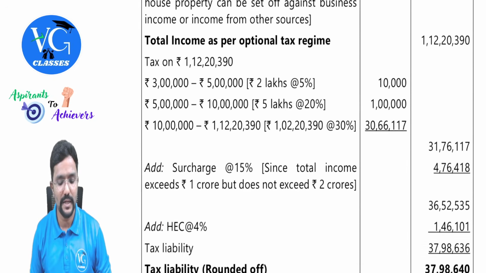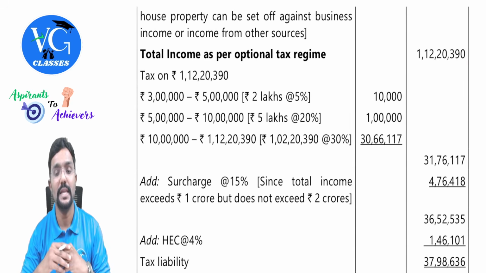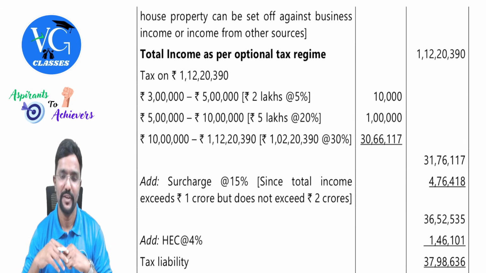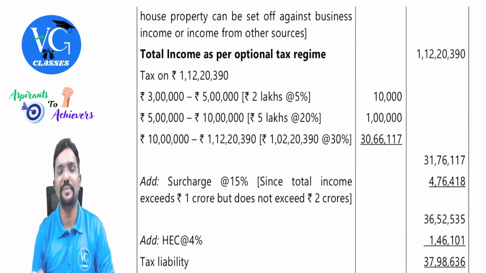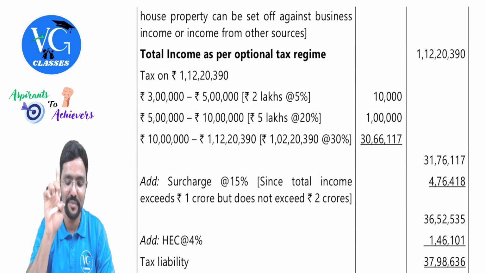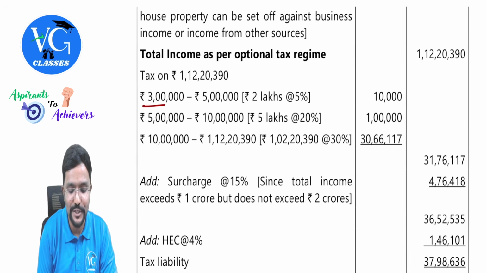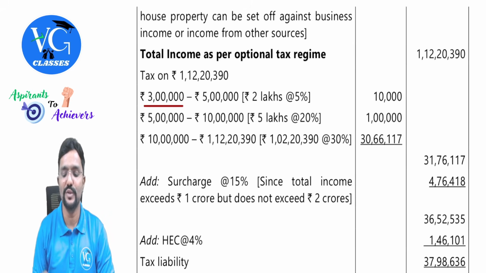So what is the total income under the optional tax regime? It would be 1 crore 12 lakh 20,390. Here also surcharge would be applicable. Yes, sir. So what is the basic exemption limit under optional scheme, guys? 2 lakh 50 or 3 lakh? 3 lakh. Please be careful. Assessee is a resident senior citizen. So the basic exemption limit would be 3 lakh, guys. So up to 3 lakh nil.